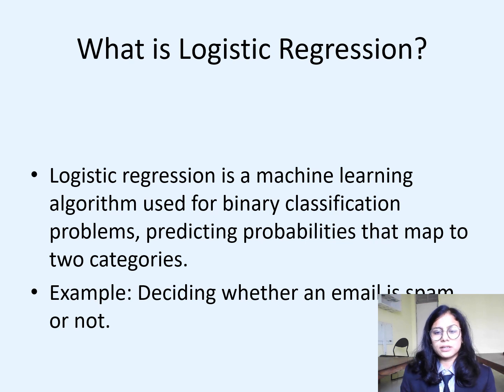What is logistic regression? Basically, logistic regression is a machine learning algorithm used for binary classification problems, predicting probabilities that map to categories. For example, deciding whether an email is spam or not. Basically, we use logistic regression on categorical data.